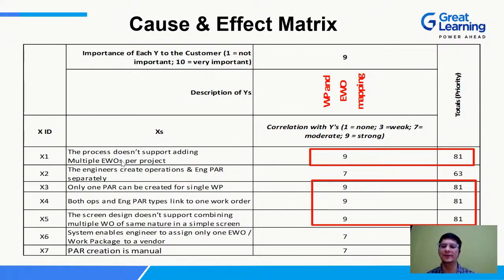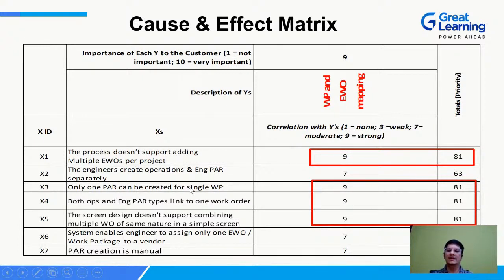So what you do is you essentially have to rate it with the odd numbers, 1, 3, 7, 9. And for example, the process doesn't support adding multiple EWOs per project. The level of impact or the level of cause is 9. What happens is you need to simply multiply all of these ratings, the correlations with Y, by 9, and you get a number. Like this, the engineers create operations and engineering parts separately. So what happens is that the level of impact is 7, it's moderate, and the total that comes up is 63.